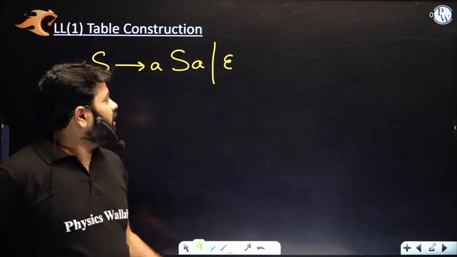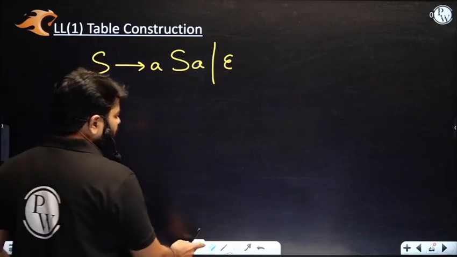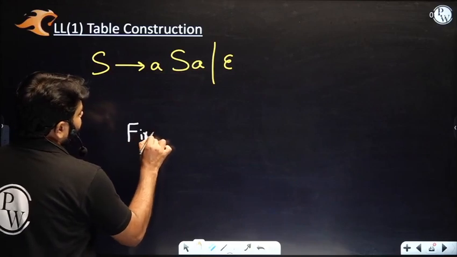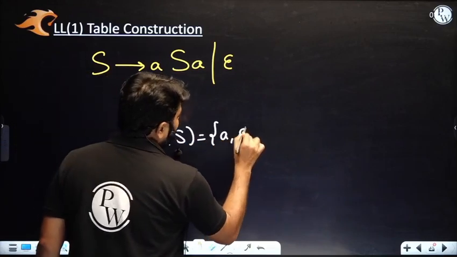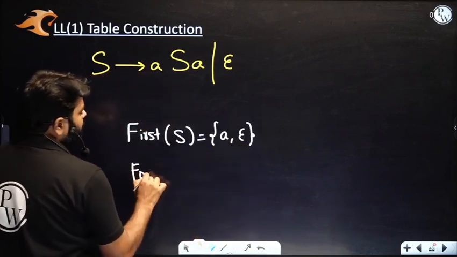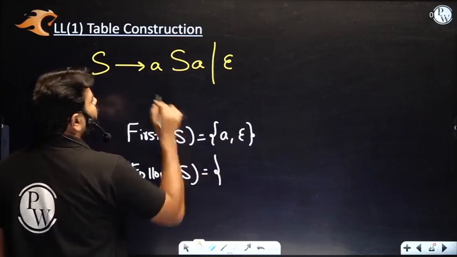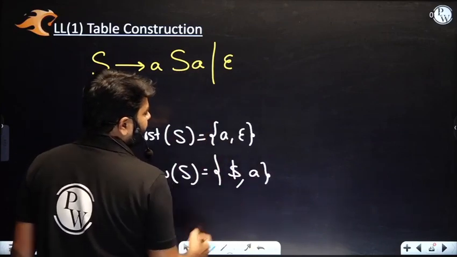Now, why is this not LL1? Try to understand the first and follow sets quickly. What is the first of S? It is A and epsilon. What is the follow of S? Why do we want to compute it? Because we have epsilon. So, what is the follow of S? Dollar, and after S, A is there.